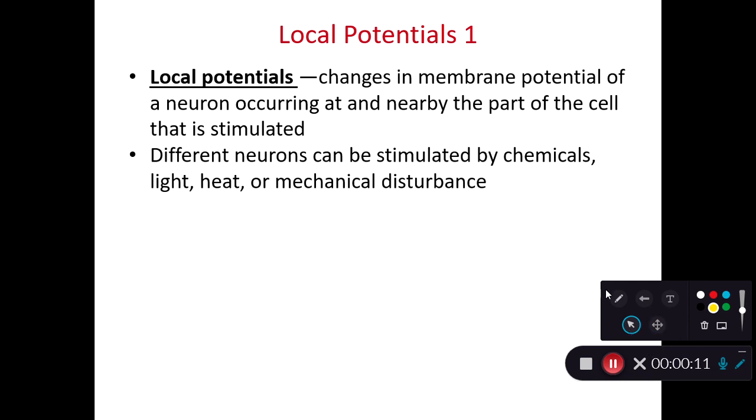Local potentials can be thought of as an area of the cell membrane that has some change in the electric potential where ions move in and out. There are different things that can stimulate local potentials. We can have light, heat, or mechanical disturbances, or a chemical stimulus. Multiple things can stimulate this process.